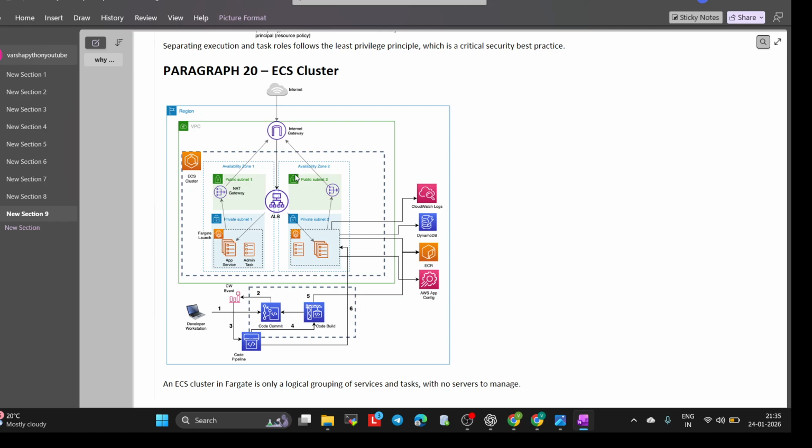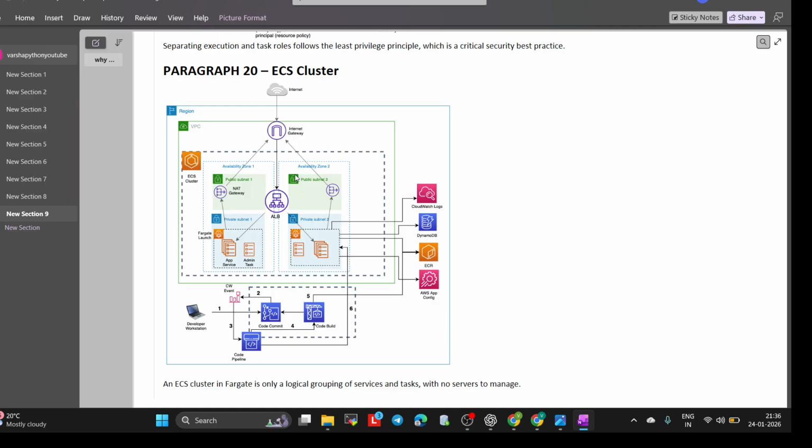The cluster acts as an organizational boundary where we deploy related services. For example, we might have one cluster per environment such as development, staging, and production, or one cluster per business unit, depending on organizational standards. This diagram usually shows multiple ECS services running inside a single cluster, where each service manages its own set of tasks.